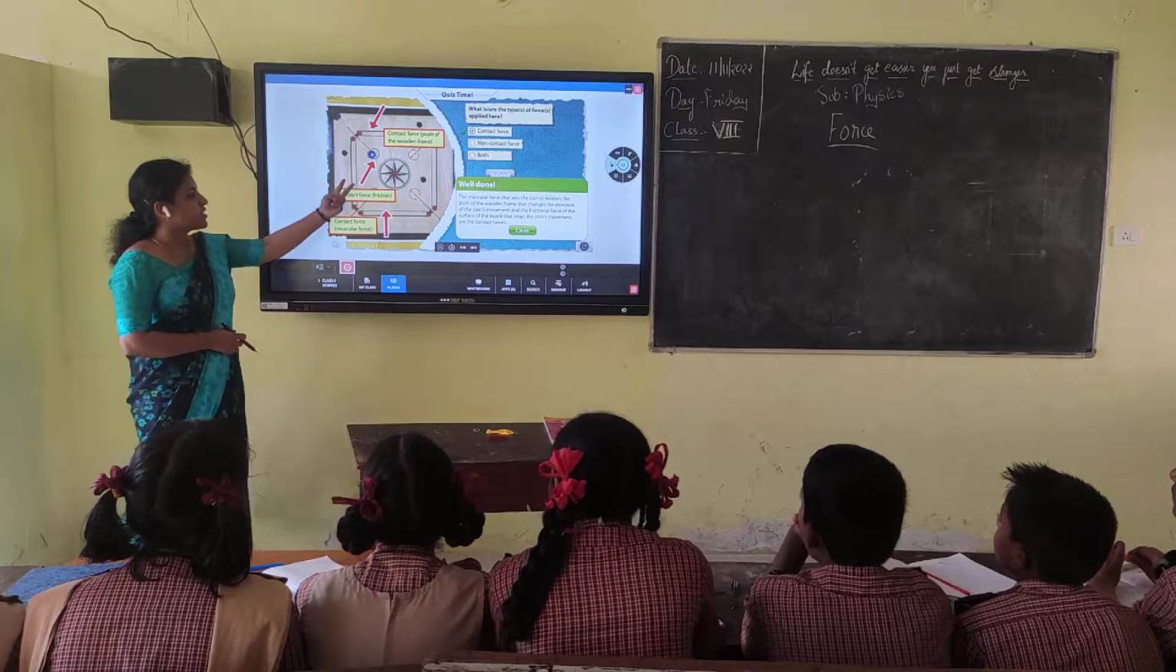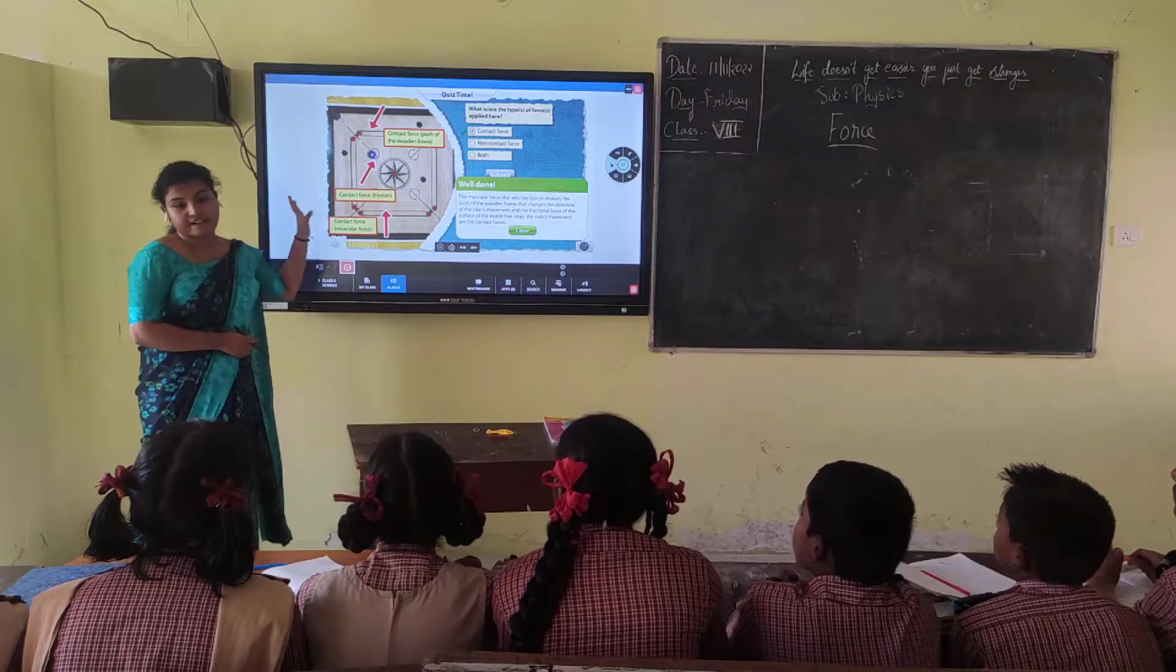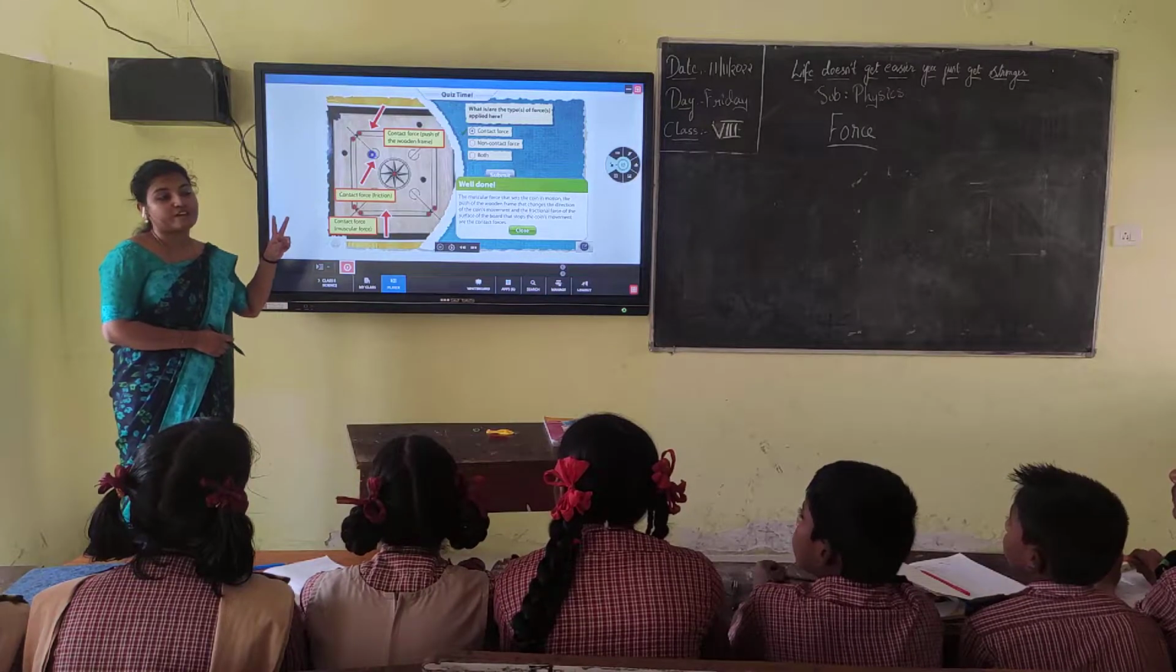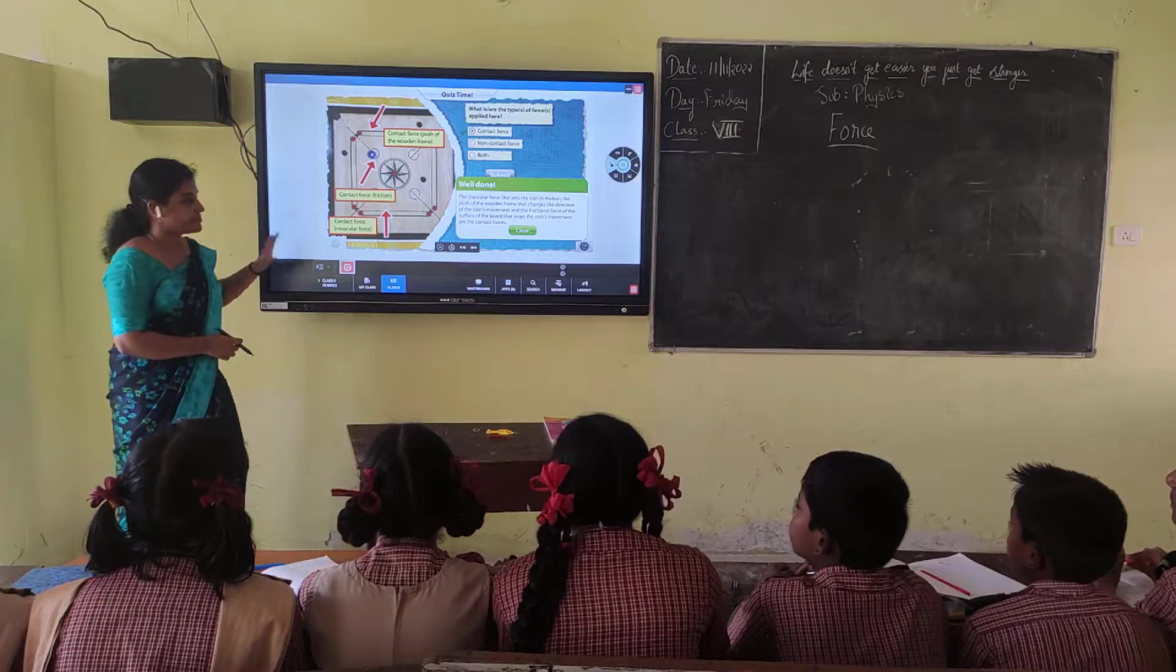So these are the contact forces. Here you can see how the contact force is acting. The frictional force is acting here, muscular force is acting here. So both types of contact forces are acting on this carabiner. Is it?